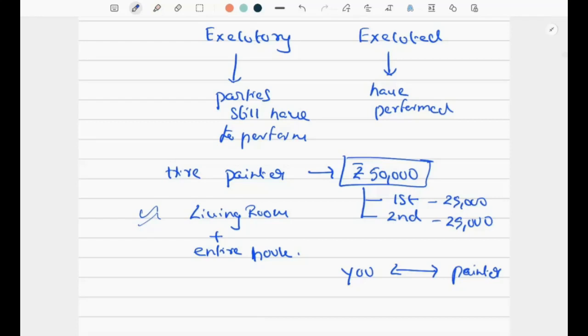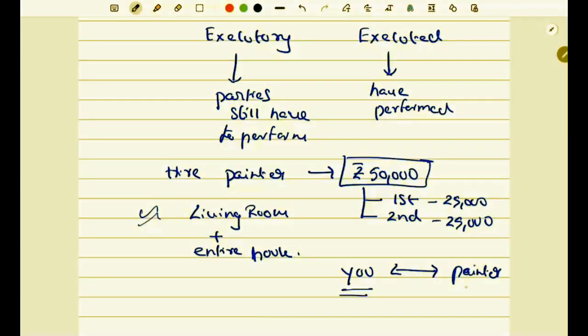So the contract is not yet complete. In this kind of situation, both parties have an obligation. You have an obligation, and he has an obligation. Your obligation is that you have to pay the second installment, the full amount. And this person has to paint the entire house. So these are the obligations which are pending. This type of contract we can say is an executory contract.